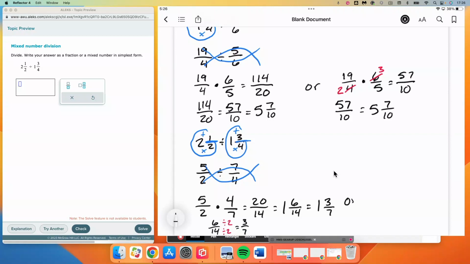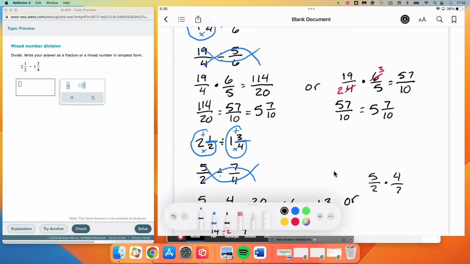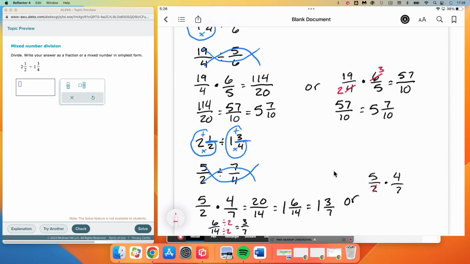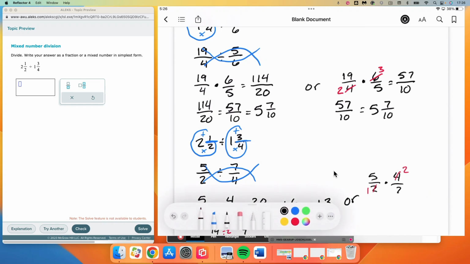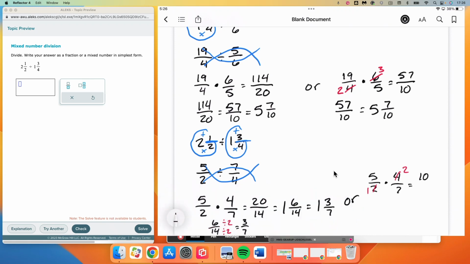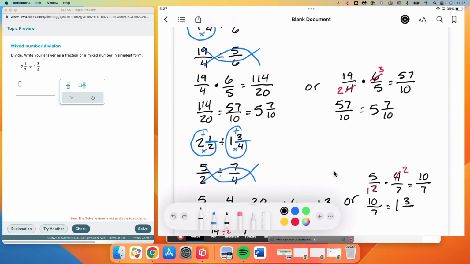Over here on the right, when we get to the place where we're doing the multiplication, 5 over 2 times 4 over 7. If you're a person that loves cross canceling, you would see the 2 and the 4 cancel. That makes a 1, that makes a 2. That takes us straight to the answer of 10 over 7. 10 over 7 can then be simplified. 7 goes into 10 one time with a remainder of 3 over 7.